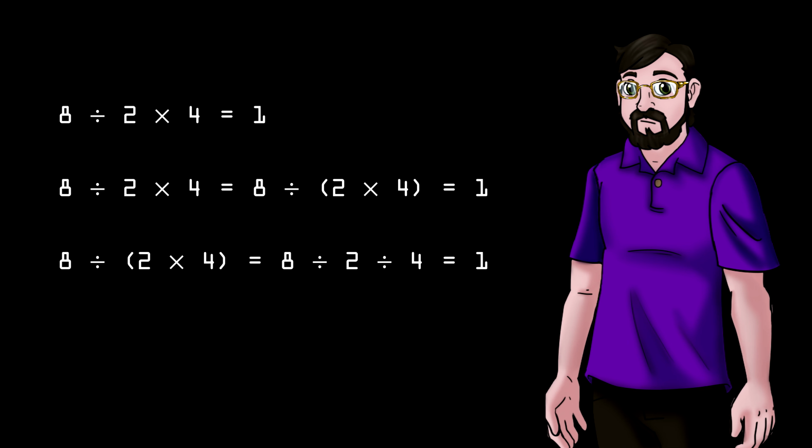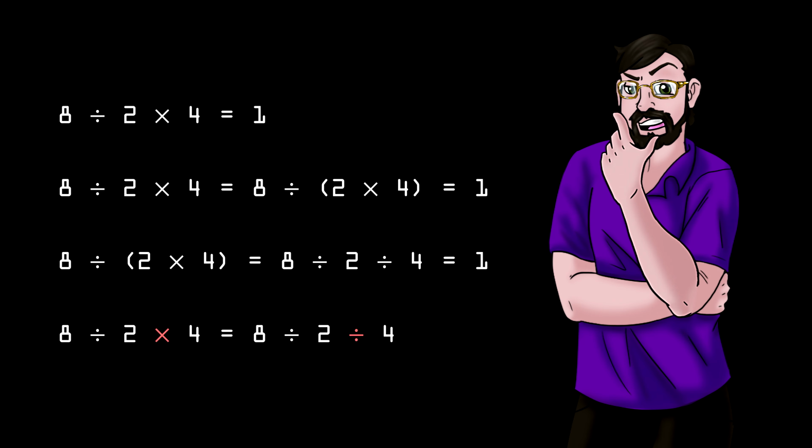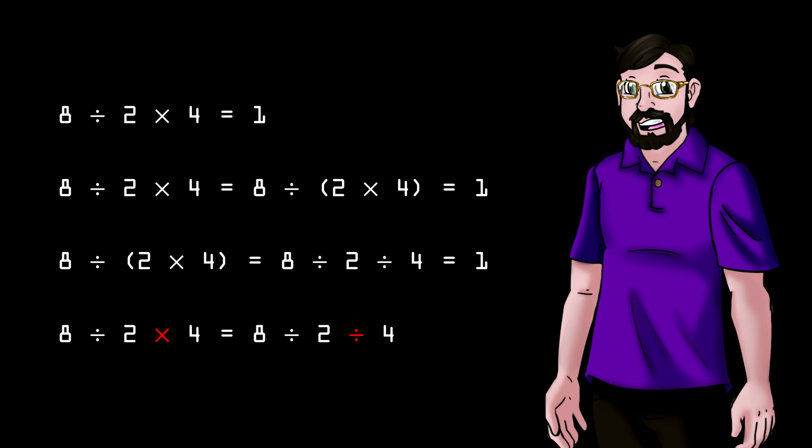We began with 8 divided by 2 times 4. And now that has become equal to 8 divided by 2 divided by 4. But how can multiplying by 4 be the same thing as dividing by 4? That's absurd! That's completely contradictory! As a logical contradiction, we can reject this interpretation entirely.